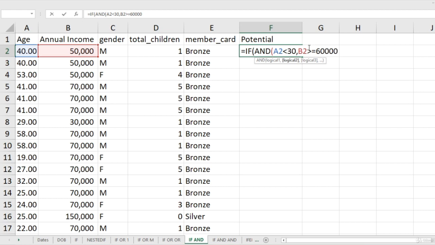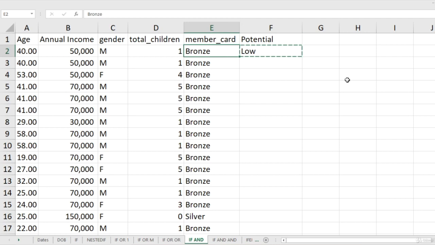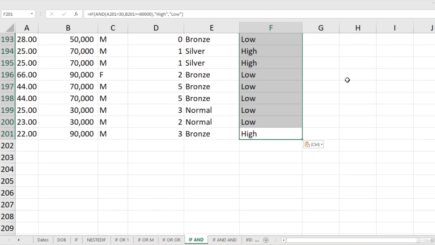I'll close the brackets now because I'm closing the conditions here. So the conditions are: if age is less than 30 and the income is higher than $60,000, classify them as high potential customers, or otherwise classify them as low potential customers. Close the brackets and here you go. Right, so the first one is a low potential customer. No problem. Let's copy and paste that to all of the cells below.